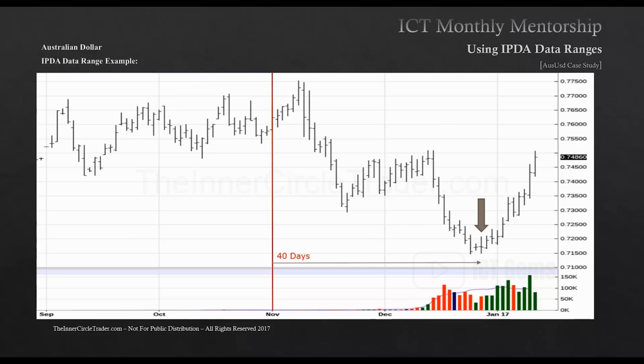But the point is the IPDA data ranges give you a means of looking back 20, 40, and 60 days from specific days and specific price points, because then you'll know what stops they're going to be reaching for above an old high and below an old low. It's not just, well, I'm looking for the most recent obvious high and low. No. It's not like that at all. You've got to look back in a range of 20, 40, and 60.